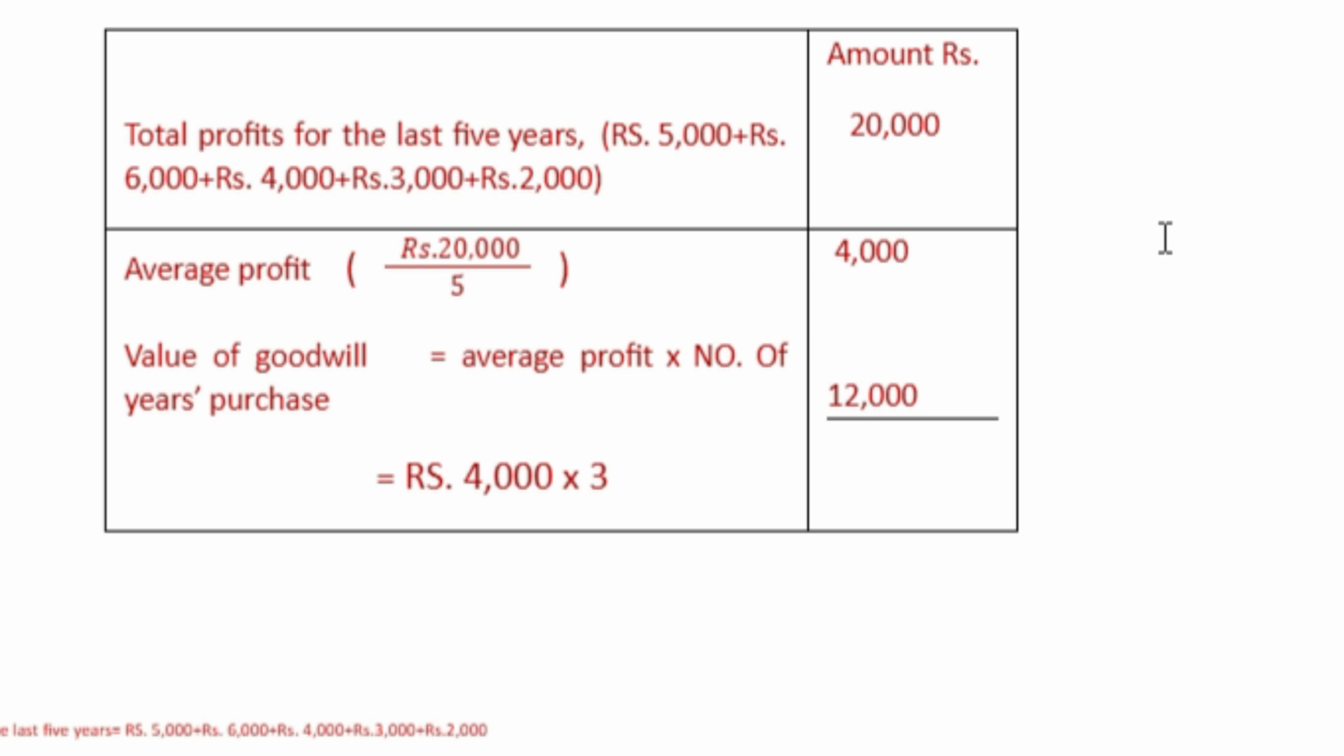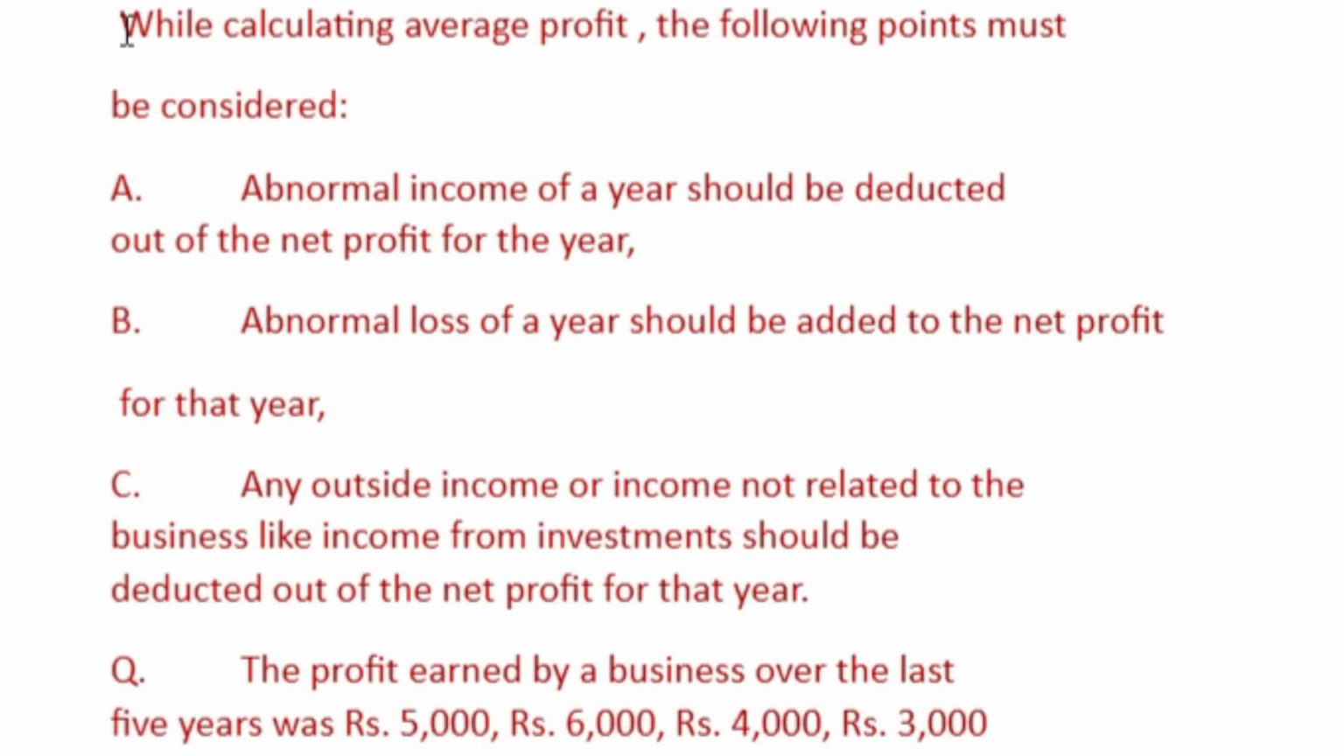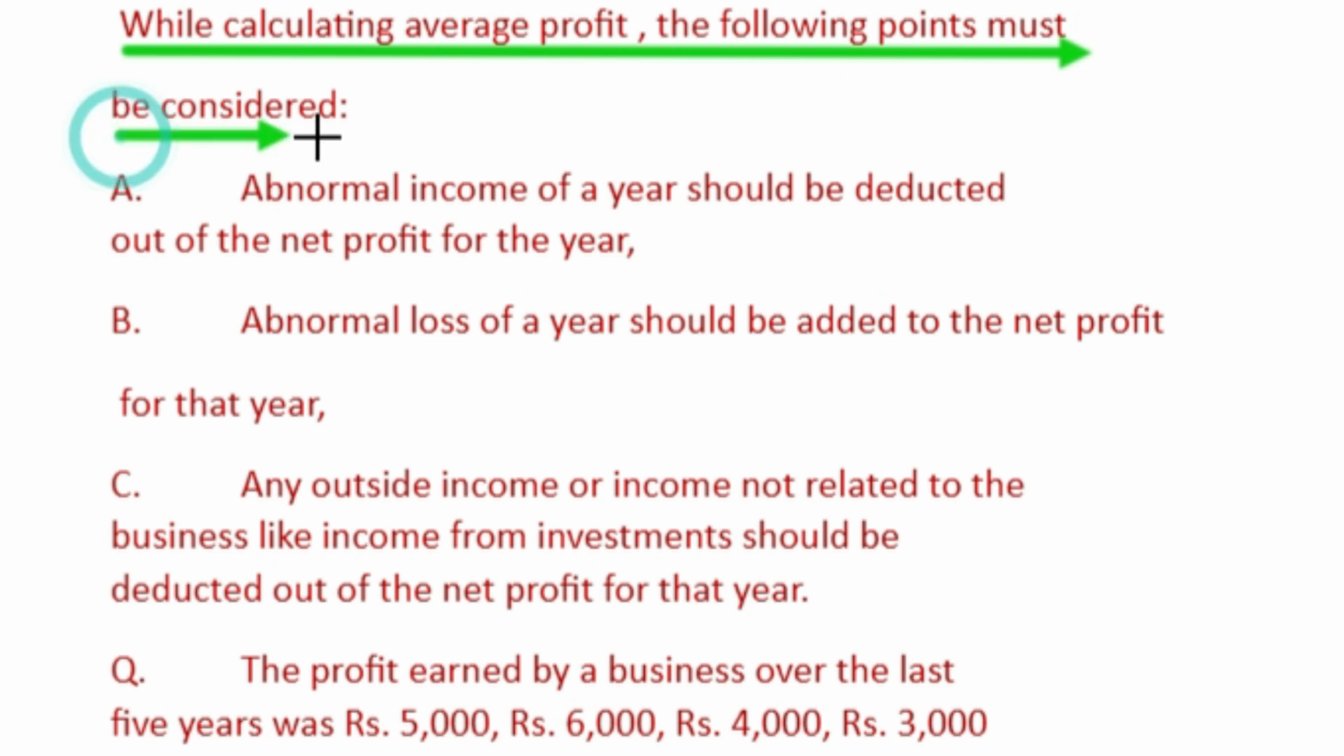Now the question arises about the past years' profit, like here 5,000 rupees plus 6,000 rupees, 4,000 rupees. While taking this amount of profit of past years, it is essential to keep in mind that the profit should be normal profit. It should not include any abnormal loss or any abnormal gain. So here I want to show this. While calculating average profit, the following points must be considered.